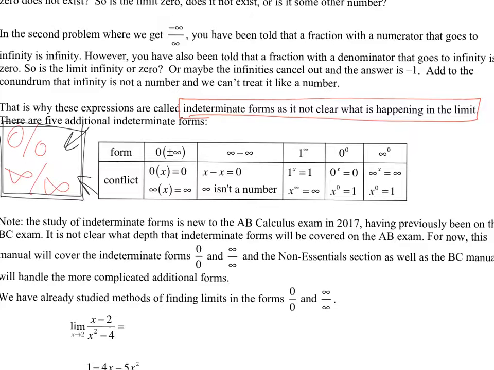1 to the infinity. You've learned that 1 to any power is 1, but x, some base, to the infinite power is infinity, so that's a conflict. 0 to the 0 power is also an indeterminate form, because 0 to any power is 0, but x to the 0 power is 1, so we have a conflict there. And infinity to the 0 power. We learned that infinity to any power is infinity, but x to the 0 is 1, so we have a conflict there. So these are also called indeterminate forms because we don't know what's going on.